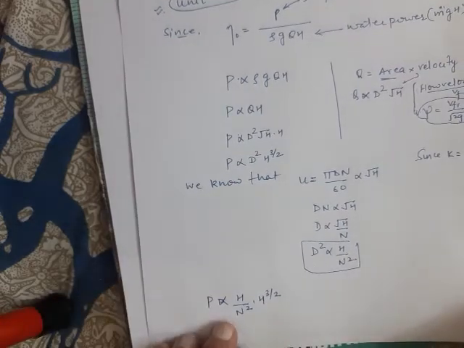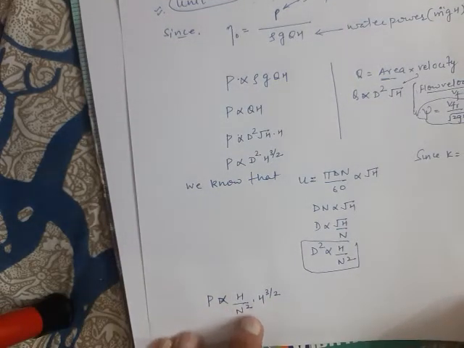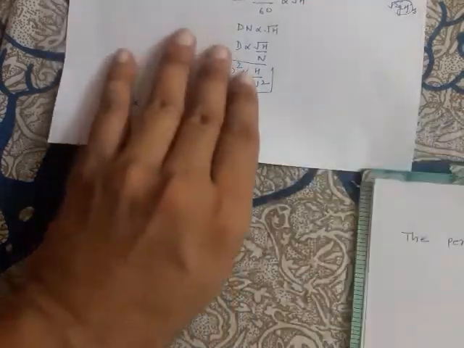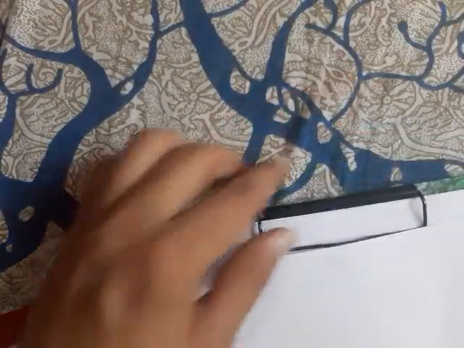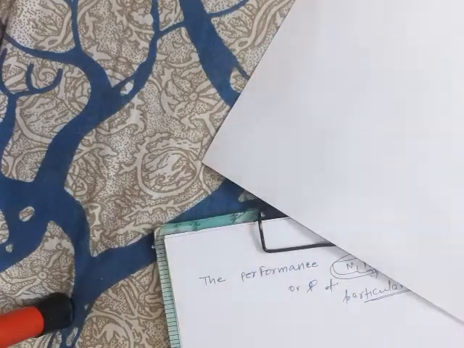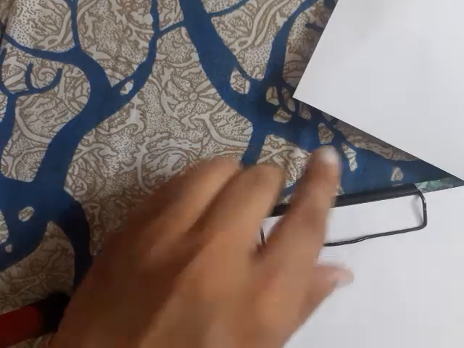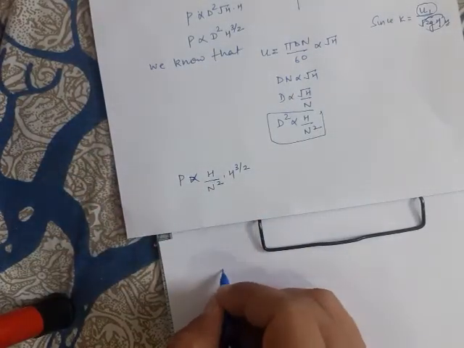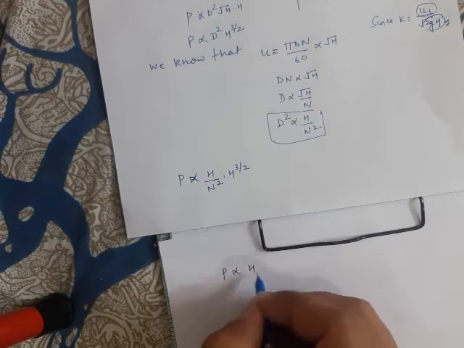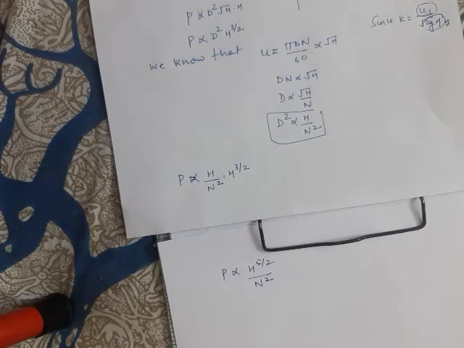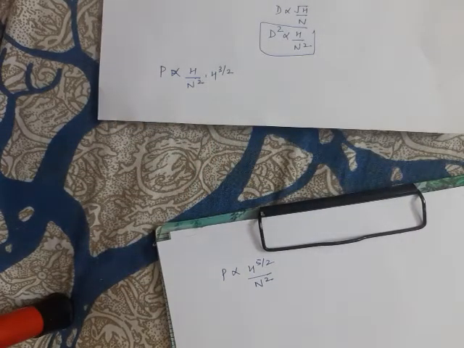Clear? Please note, directly proportional to H upon N square, which implies further that... let me write. Please observe, we have done. So P is directly proportional to H raised to power 3 by 2 plus 1, that is 5 by 2, over N square.